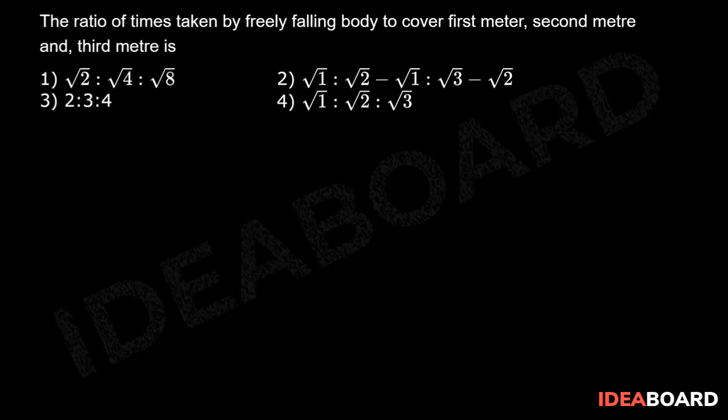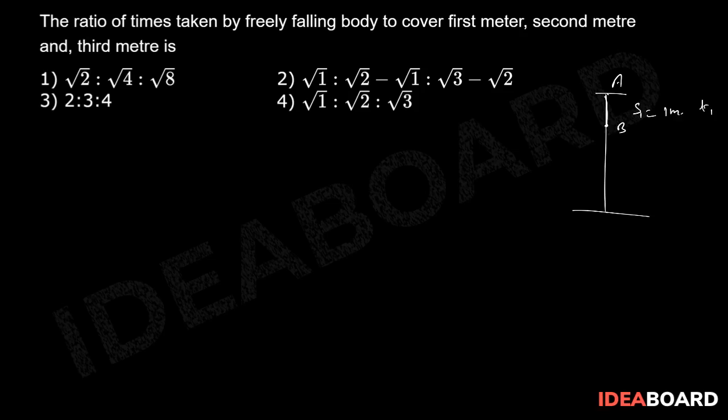The question: the ratio of times taken by a freely falling body to cover the first meter, second meter and third meter is. So let's say there is a body in free fall. It starts from point A. Let's say it covers a distance of S1 equal to 1 meter. Let's say it takes time T1.